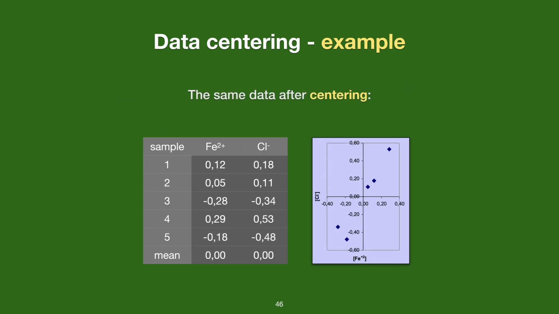Now we see the same data after centering. Each original value has been reduced by the mean of its variable, so both variables now have means equal to 0. The centered values are shown in the table, and the plot is now organized around the origin rather than around the original concentration levels. And this is the key point. The relative arrangement of the samples is still there. We did not destroy the structure. We only shifted the coordinate system to a more mathematically convenient position. So centering is not dramatic, but it is extremely useful.